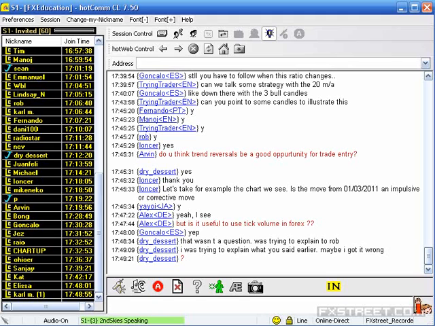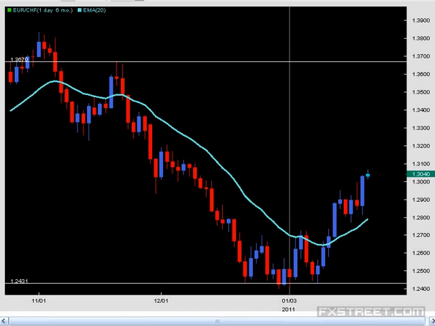Okay, well let's get into, there's two questions here that I'd like to get into, and Alex will get into this one later. Arvin says, do you think trend reversals are an opportunity for great trade entry? That would depend on the type of trend reversal. There are some trend reversals which can be great opportunities, and there are some trend reversals that are not great opportunities.